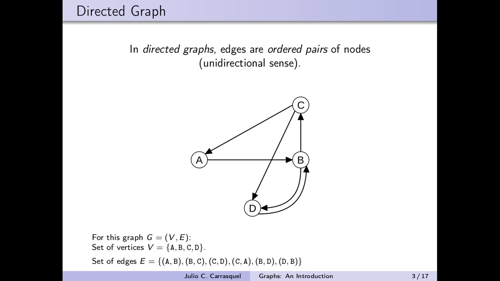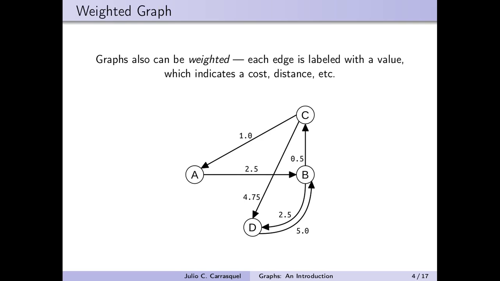Instead, for these other kinds of graphs, directed graphs, you can see that all edges have a unidirectional sense. So for example, between A and C, now we can move just from C to A and not in both directions as before. Graphs also can be weighted. In this case, edges have some values. For example, if nodes are towns, the values in the arcs could represent the cost of bus tickets.